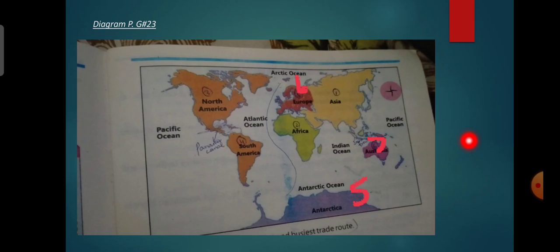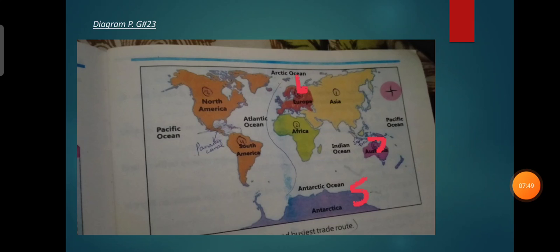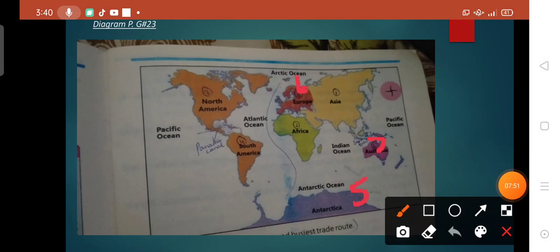And in this diagram we have 5 oceans of the world as well. The first ocean is the Pacific Ocean, and it is situated on both sides and it is shaped as a triangle.